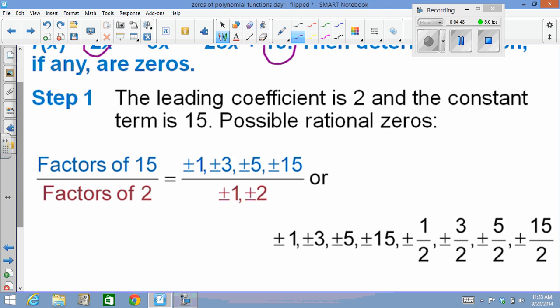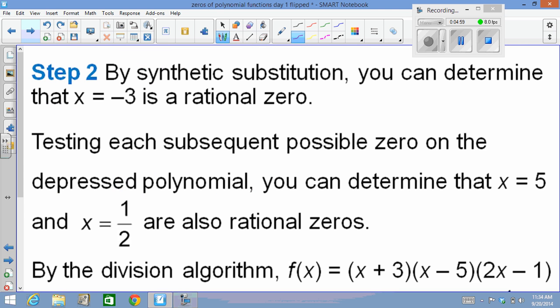So there we go. The next thing we're going to do is substitute the values in. Now, I'm not going to show you how to substitute all of them because I think you can hopefully do that on your own. But if we substitute it back in, we'll find that -3 is a 0. And then you would have to go and find all of the other ones. When I get the -3 as a 0, I can also figure out that 5 and 1/2 are also zeros.